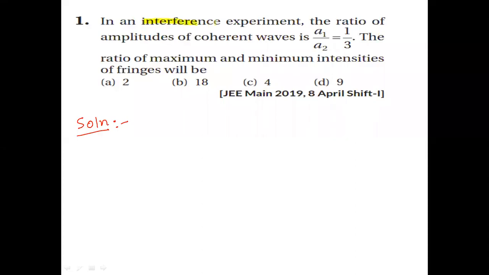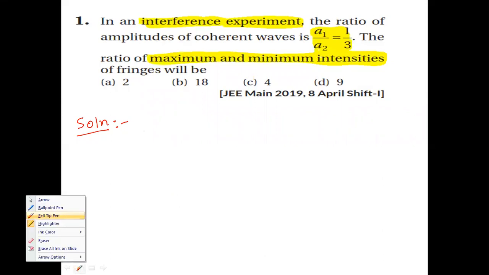In an interference experiment, the ratio of the amplitudes is given as A1 by A2 is equal to 1 by 3. We need to find the ratio of maximum and minimum intensities of the fringes.